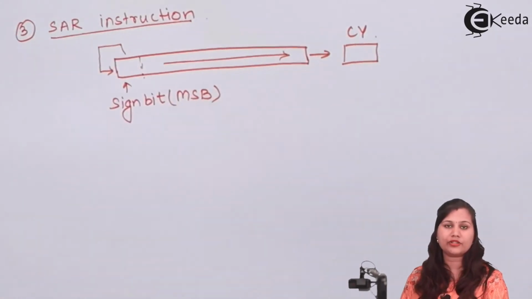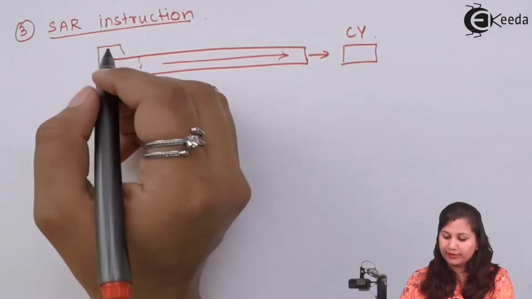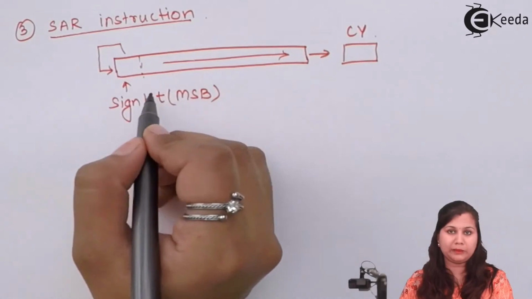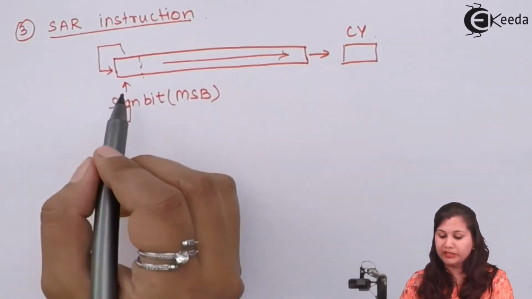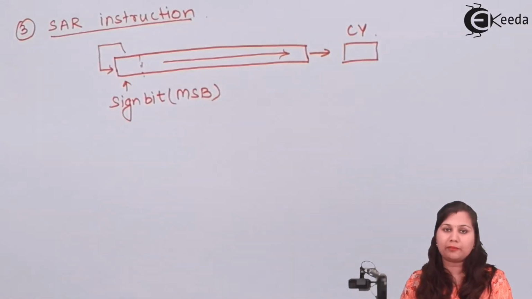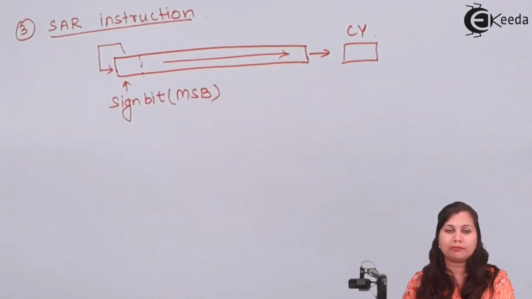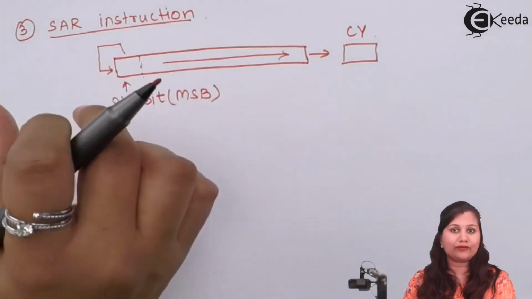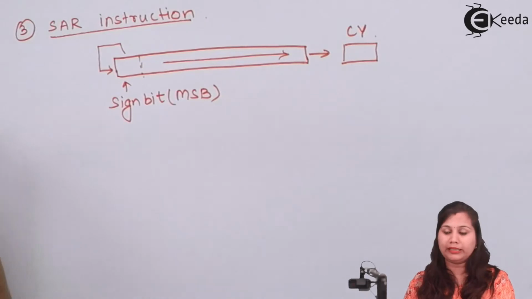This SAR instruction is used for signed numbers. In signed numbers, the most significant bit, the MSB, is the sign bit. This bit indicates whether the number is positive or negative. For a negative number, the sign bit is 1. For a positive number, the sign bit is 0.